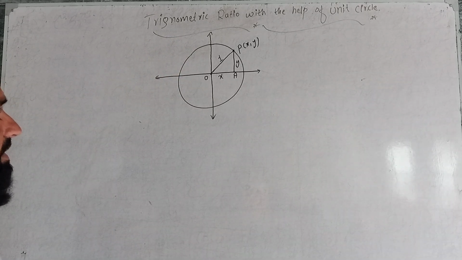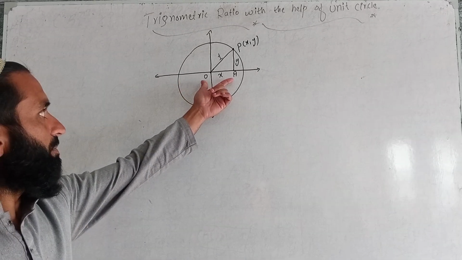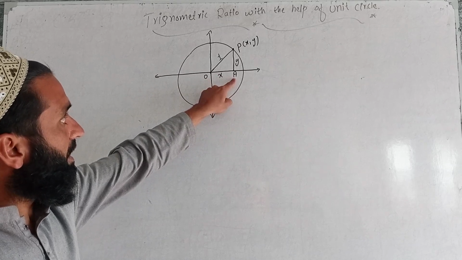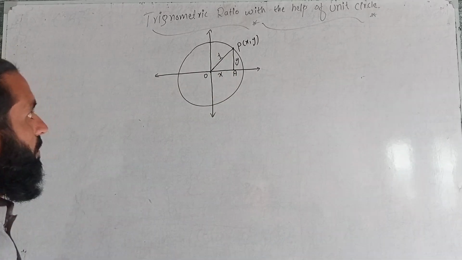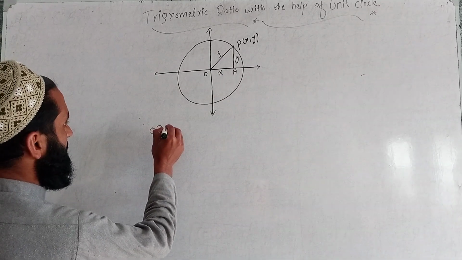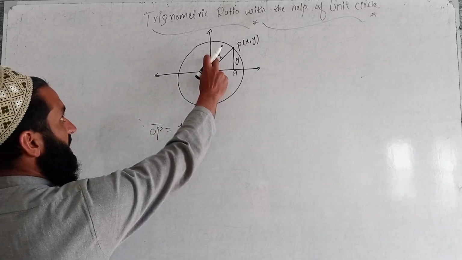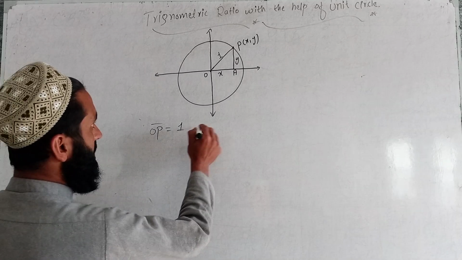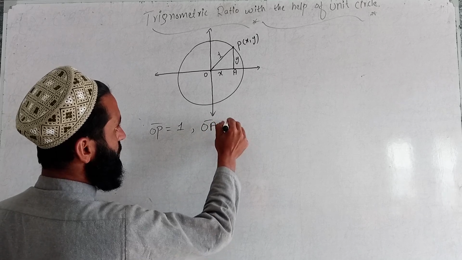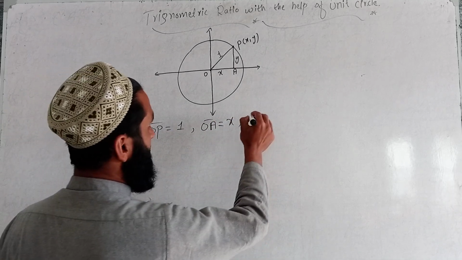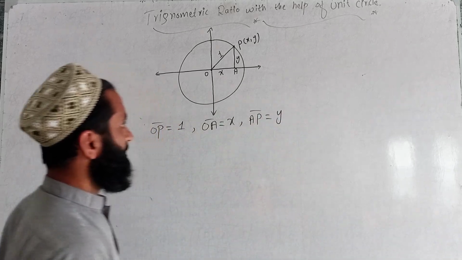For this, let us consider a circle in which the length from O to A is equal to x, A to P is equal to y, and O to P is equal to 1. So the length of the hypotenuse is equal to 1. The radius of the given circle is 1. Length from O to A is equal to x, and the length from A to P is equal to y.